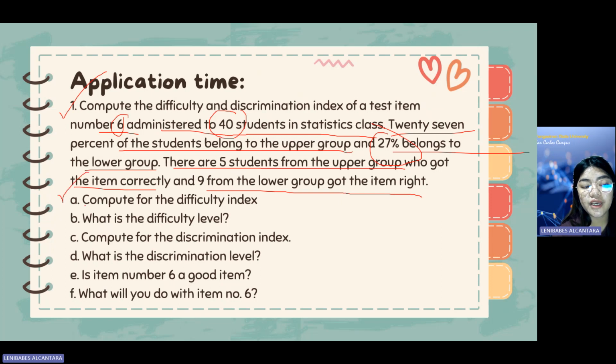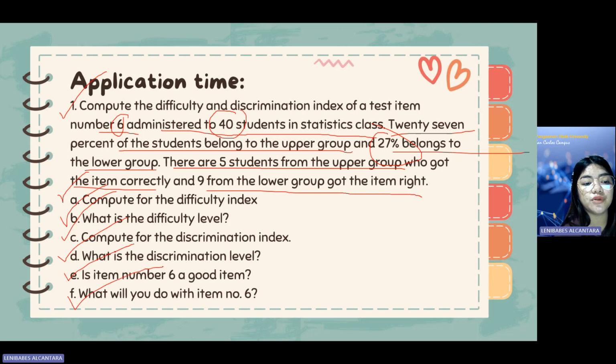First, na kailangan yung gawin, you have to compute for the difficulty index. Okay? The second one, you have to state or write here the difficulty level based doon sa ating table. C, compute for the discrimination index. I-base nyo siya dito sa question or situation natin. D, what is the discrimination level? And E, is item number 6 a good item? I-reason out nyo based doon sa ating table.